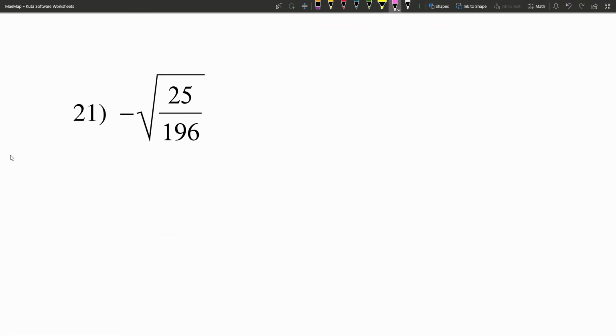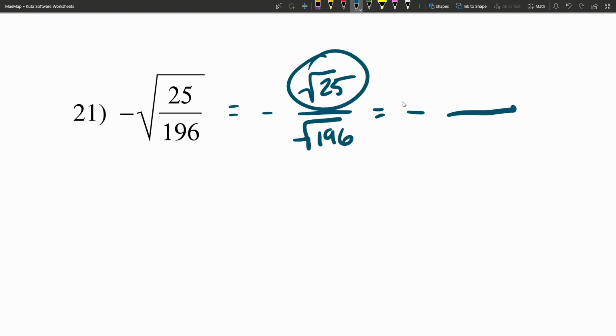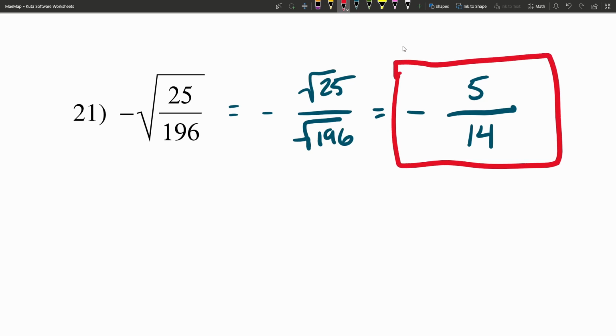For number 21, we have negative square root of 25 over 196. This is going to be equal to negative square root of 25 over the square root of 196, which is negative. Well, let's focus on our numerator first. The square root of 25 is 5 because 5 squared equals 25, and the square root of 196 is 14 because 14 squared equals 196. So negative 5/14 is our solution for number 21, since the fraction can't be simplified any further.